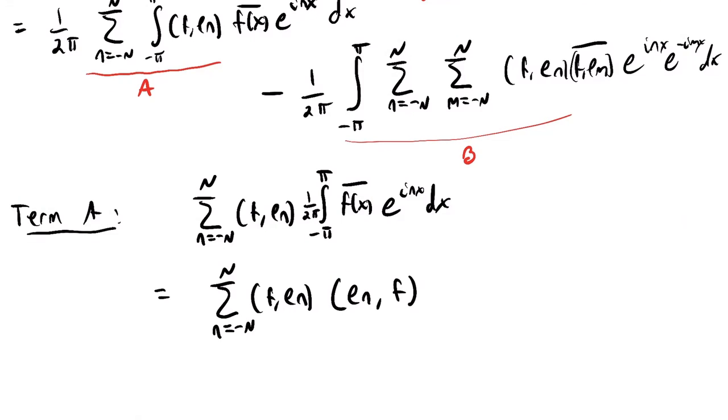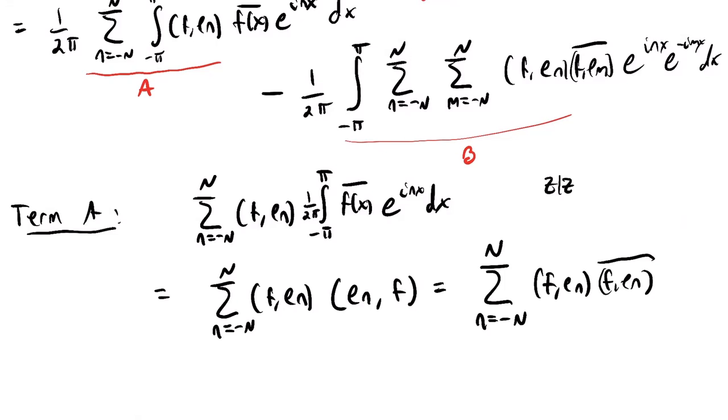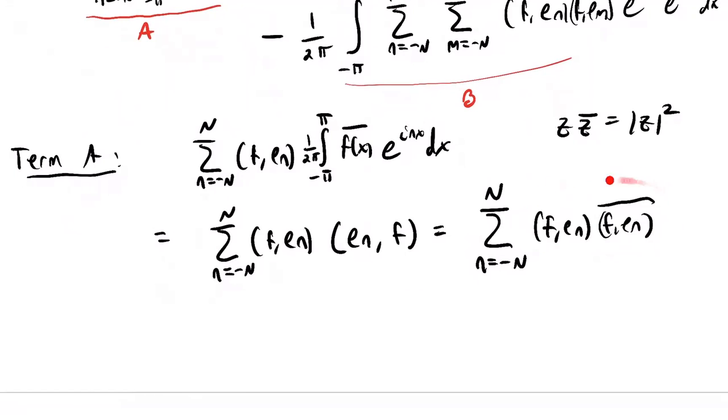But remember, we have this identity where you can switch the order in the inner product after adding a complex conjugate. So this is the same thing as the sum from n equals minus N to N of the inner product of f with en times the conjugate of the inner product of f with en. If I take a complex number z and multiply it by its complex conjugate, this is equal to the complex absolute value squared. So this sum reduces to the sum from n equals minus N to N of the absolute value of the Fourier coefficient squared. And this is what A is equal to.